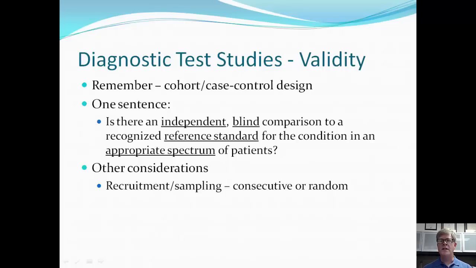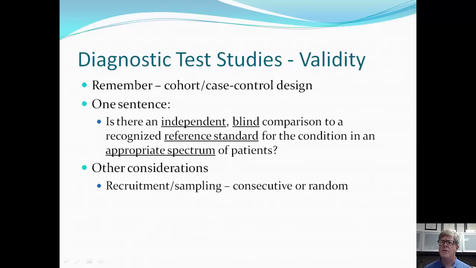The one-sentence validity assessment is this: is there an independent blind comparison to a recognized reference standard for the condition in an appropriate spectrum of patients? So let's break that down a little bit. What's the reference standard? The reference standard should be the best, the most definitive way to diagnose the condition. This is often pathology results like autopsy or histology or lab results, something like that.